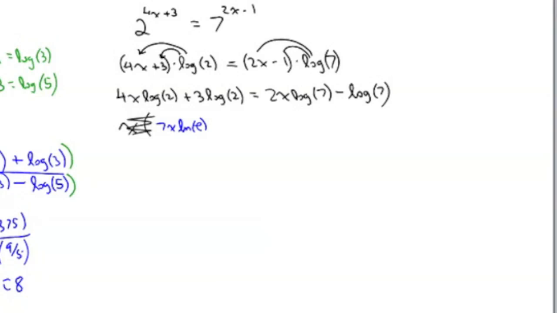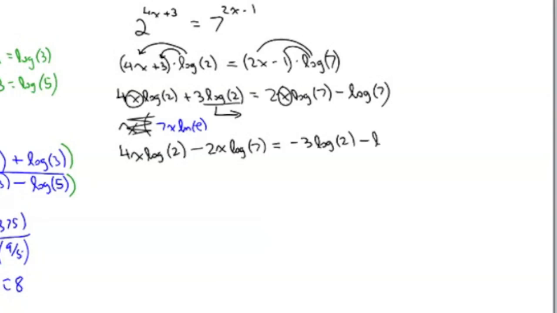Okay, when I'm at this line right here, what am I solving for? X. There's an x over here, and there's an x over here. That's all your concentration should be on, nothing else, just the x's. Now, when I get the x's on the same side, I get 4x log of 2 minus, sorry, 2x log of 7. And I'm going to shift him the other way. So this becomes negative 3 log of 2 minus log of 7.